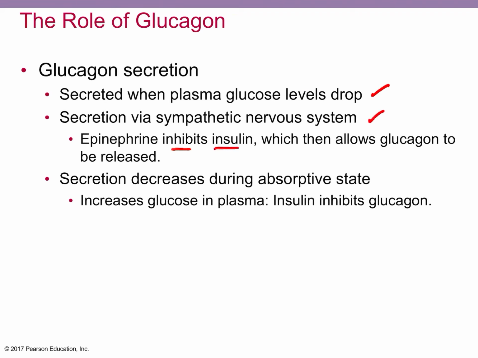Secretion decreases during the absorptive state. So when you're eating, you're going to see an increase in glucose in the plasma, and that insulin, we just talked about how insulin gets pushed out, exocytosed out of the cells when there's a high glucose concentration in the blood. Insulin inhibits glucagon. So insulin is actually the sort of dominant hormone here. When insulin's present, it's going to stop glucagon from being secreted. Okay.